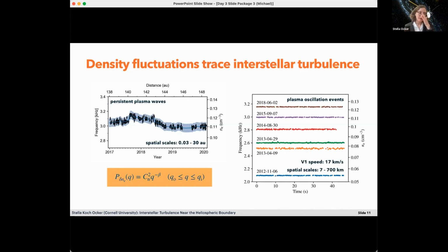And on the right, you can see examples of densities that we obtain from high time resolution observations of bright plasma oscillation events. In these cases, the plasma oscillation events are bright enough that we can actually resolve the plasma frequency down to spatial scales of about 7 kilometers over timescales of a fraction of a second. So if you go to the next slide.